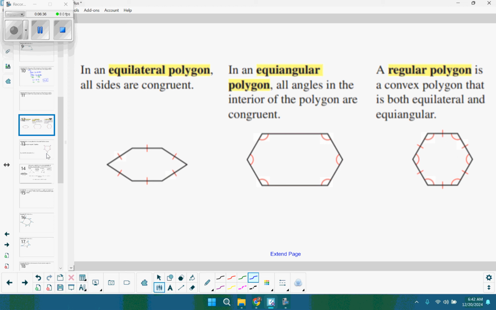We've learned the terms equilateral, which means that all sides are congruent, and equiangular, which means that all angles are congruent. In a triangle, they have to go hand in hand, but in all other polygons, it could be either one or the other, or neither, or both. If it's both, we're actually going to use the word regular.